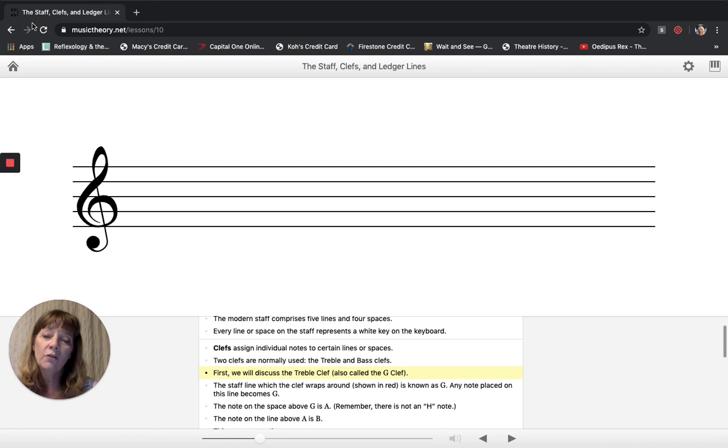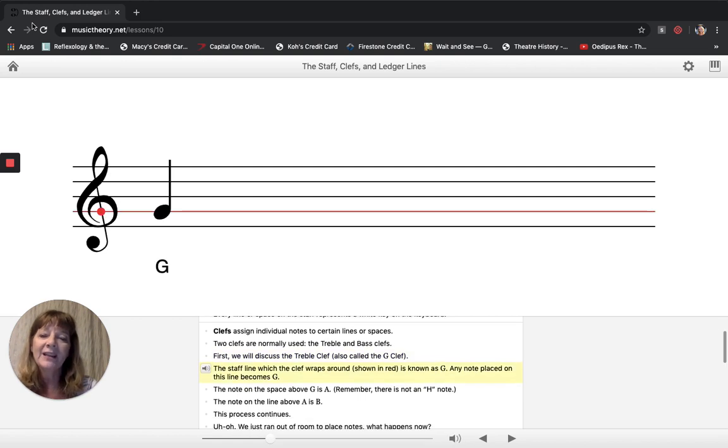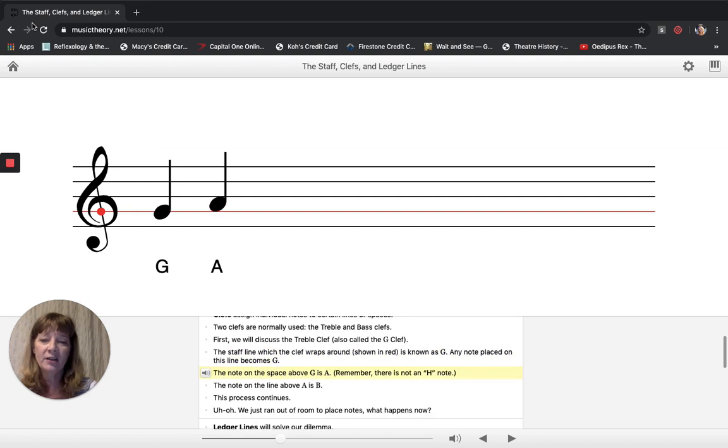It's also called the G clef. The line which the clef wraps around, shown in red there, is the G note, and so we call this the G clef. The note on the space above that G is an A. Remember, there's no H. There's only 8 letters in the musical alphabet, so the next we have to start over after G. A, B, C, D, E, F, G, A, B, C, D, E, F, G.